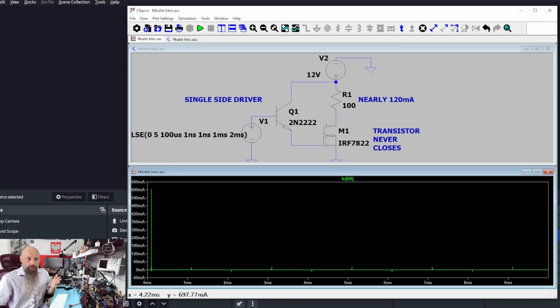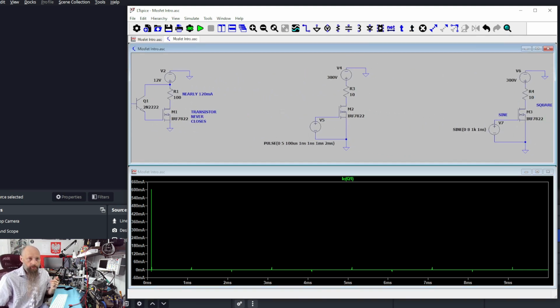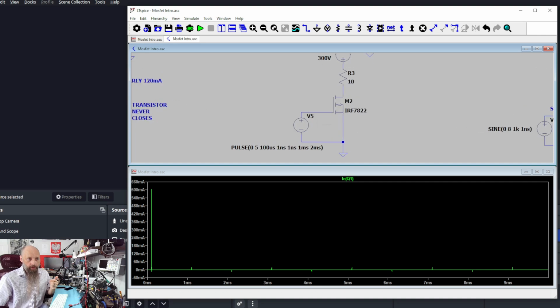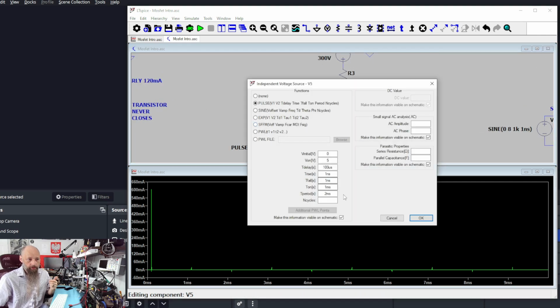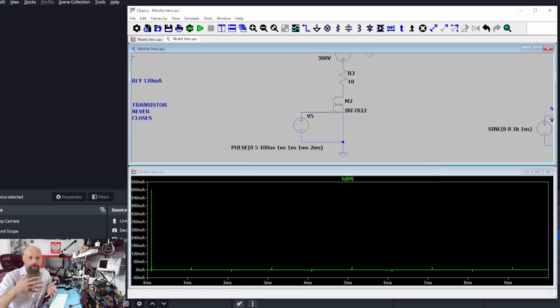Now, how do we fix this problem? We fix this problem by delivering a proper signal. In this case, we're delivering 0 and 5. So 0 meaning we're just touching the gate to the ground, right? We don't need the negative voltage in this case because it's the low transistor.